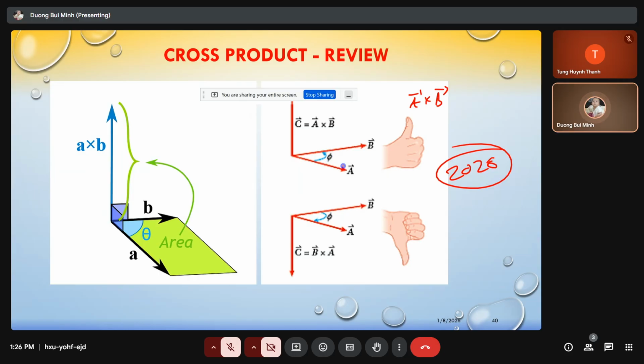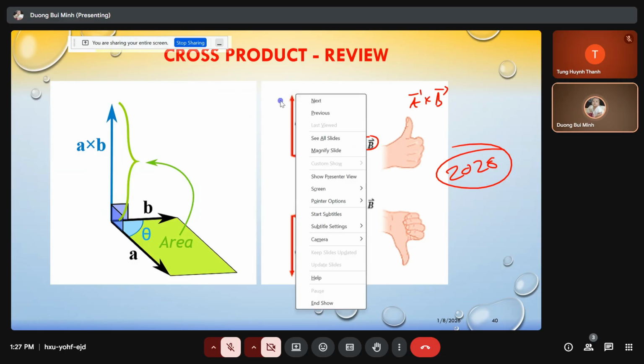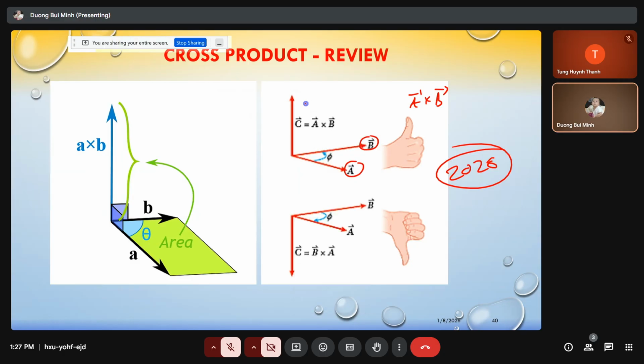So we consider the phase angle from A to B, or we can apply the right hand rule, right? We can get the resultant vector. Okay, yeah, it is in the upward direction.